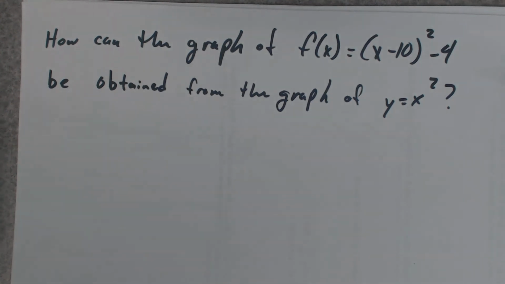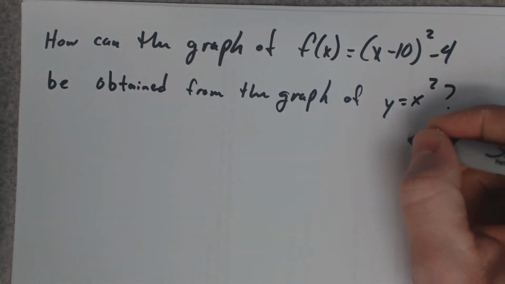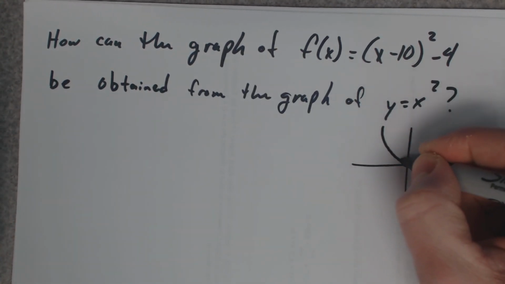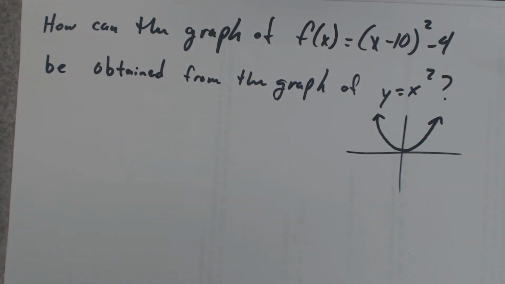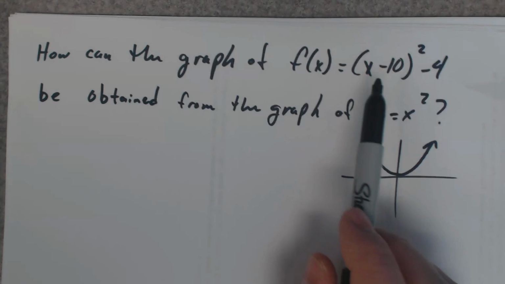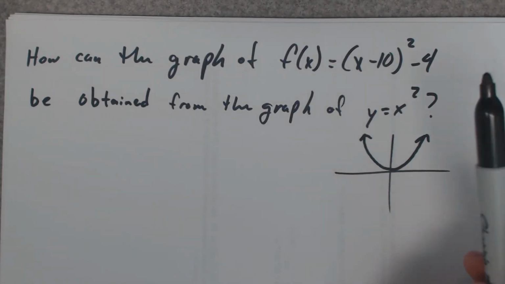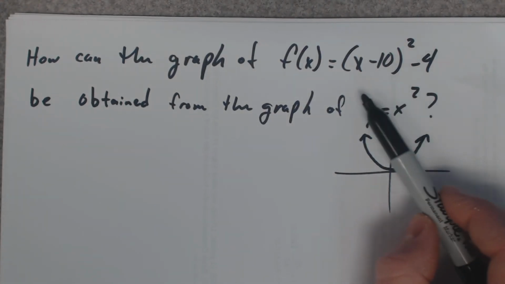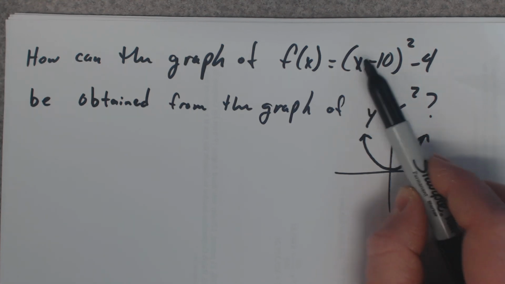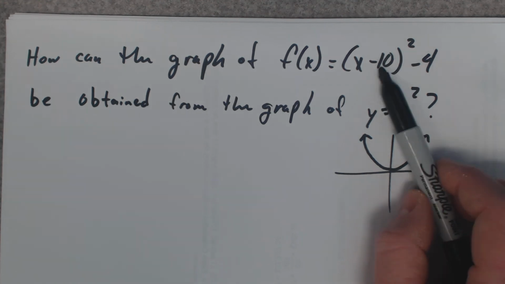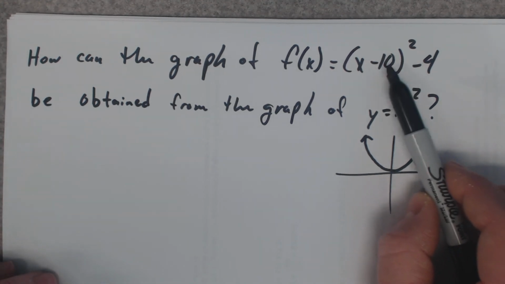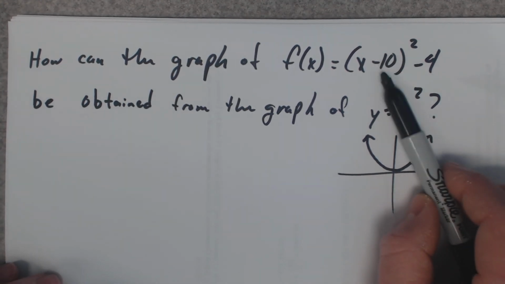How can the graph f of x equals (x minus 10) squared minus 4 be obtained from the graph of y equals x squared? Well, y equals x squared is that guy. It's a parabola. So we think about this for a second. Is there any horizontal shifting? Order of operations. If I plug a value in for x, a 1 or a 2 or a 3 or 4, whatever, order of operations says I have to subtract 10 first. That's a horizontal shift then.